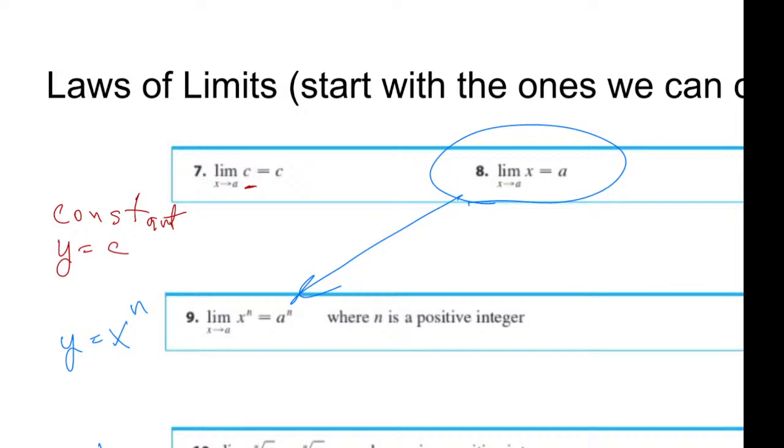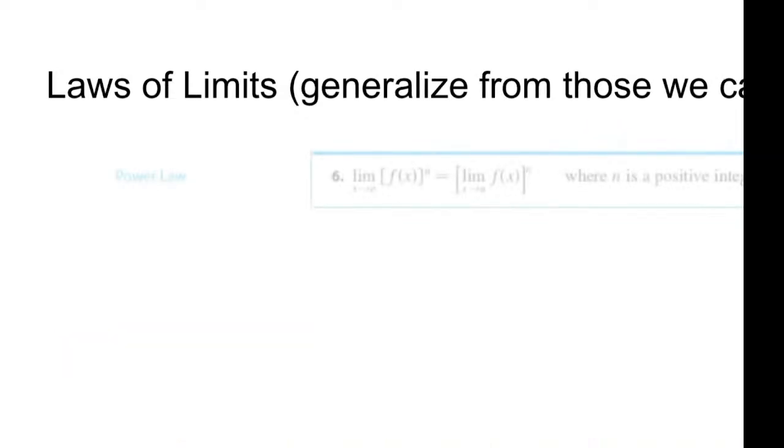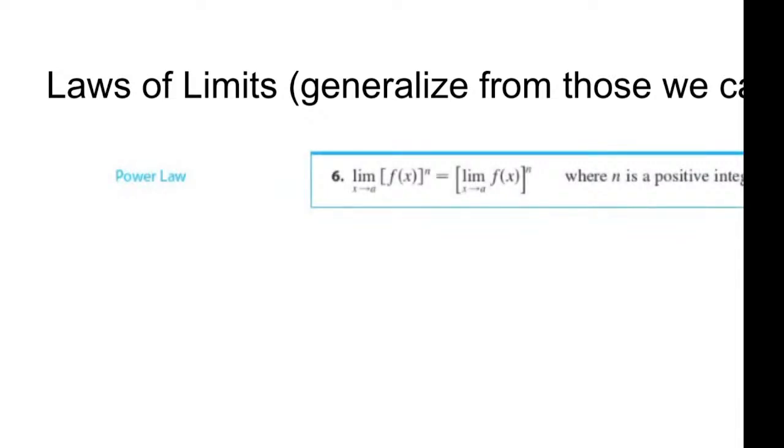So this one here, if we just have x to the n, it gets a little more abstract because we're just talking about a general function. And again, this could be a trig function. It could be any function. But what this law now says, the power law, is if we take that whole function, whatever it is, and we raise it to a power, its limit will be the y value of that function to that power.